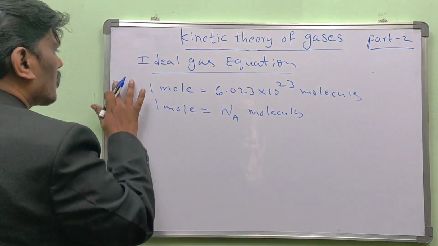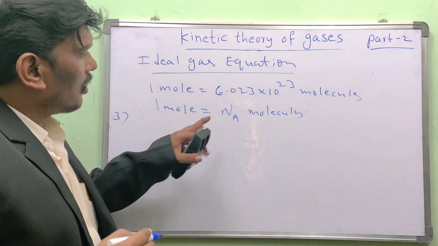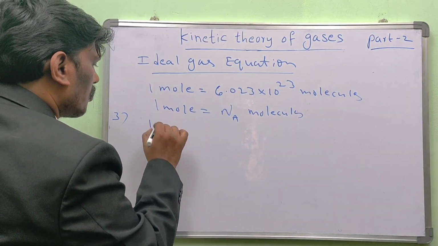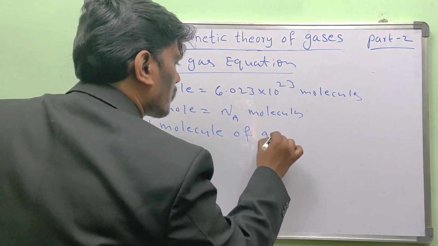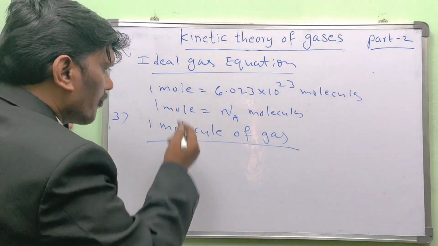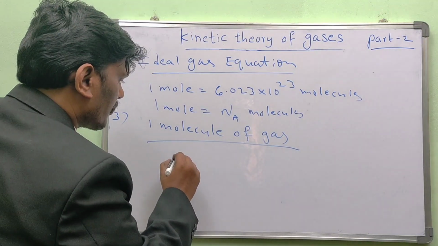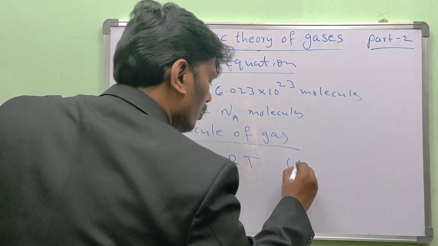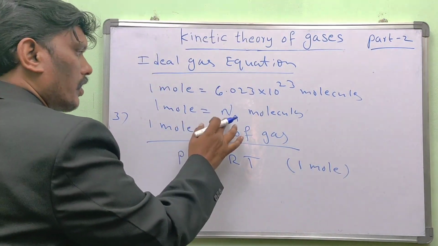Now the question is the third one: the ideal gas equation for 1 molecule of gas, how to write it? We know that for n moles or 1 mole, what is the ideal gas equation? PV is equal to RT. This is for 1 mole. And 1 mole is equal to what? Na molecules.